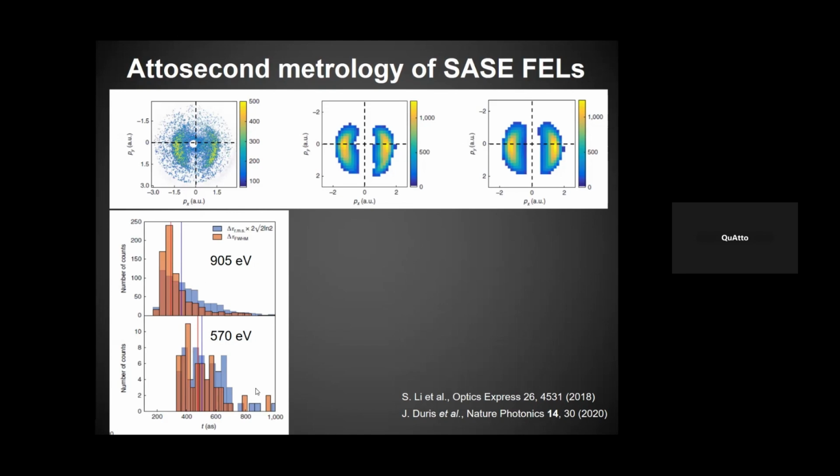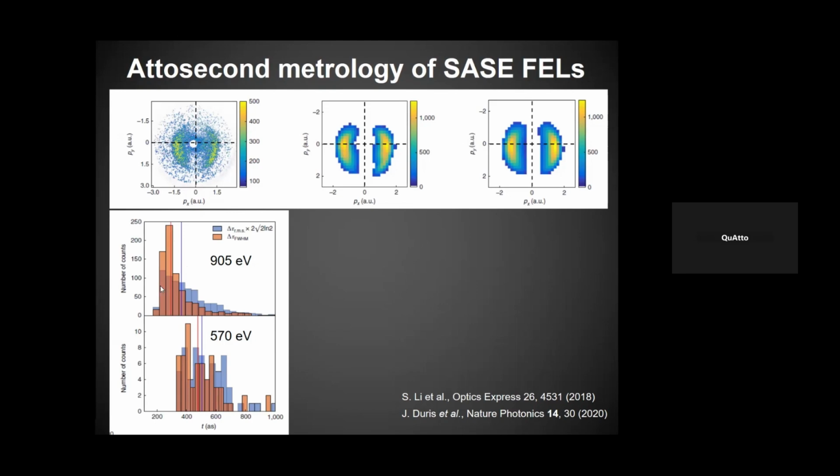In this way, they were able to show that typically when using X-ray radiation with a mean energy around 900 eV, the pulse duration was on the order of 300 attoseconds. Pulse durations are a little bit longer when they are using a lower photon energy, on the order of 570 eV. They are more around 500 attoseconds.